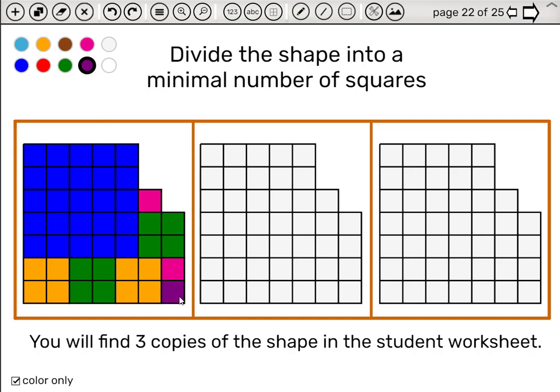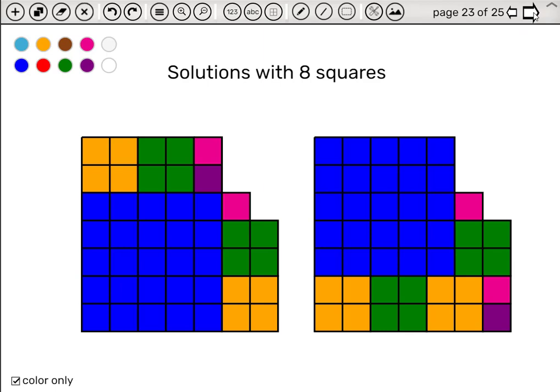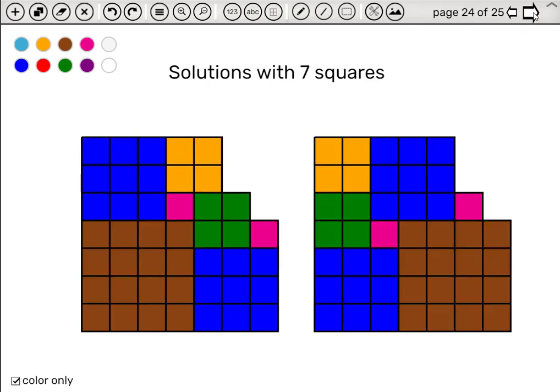You can walk around the class, and if a student calls you and says he or she finished, you can tell them that this result can be improved. It is possible to reach a division that requires only 7 squares. Let's see the solution. Here we have solutions with 8 squares, and here are solutions with 7 squares.